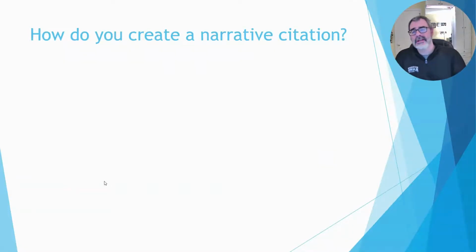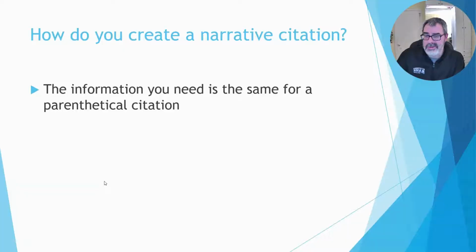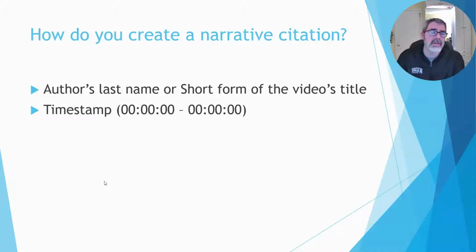So what about a narrative citation? Where do we put a narrative citation? And actually, what is a narrative citation? Well, a narrative citation is when you give some of this information that you would usually put in parentheses within the prose itself. So first of all, you use the same information for a narrative citation as you would for a parenthetical citation. So that means you need the author's last name, or you need to abbreviate the title in a short form. And then you also need the timestamp.